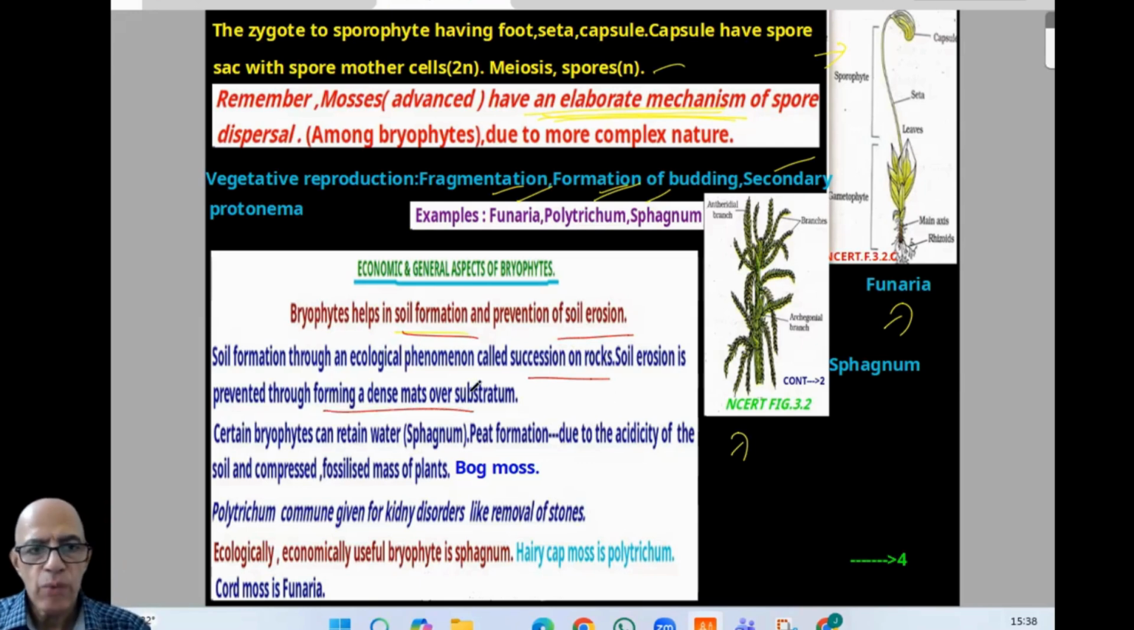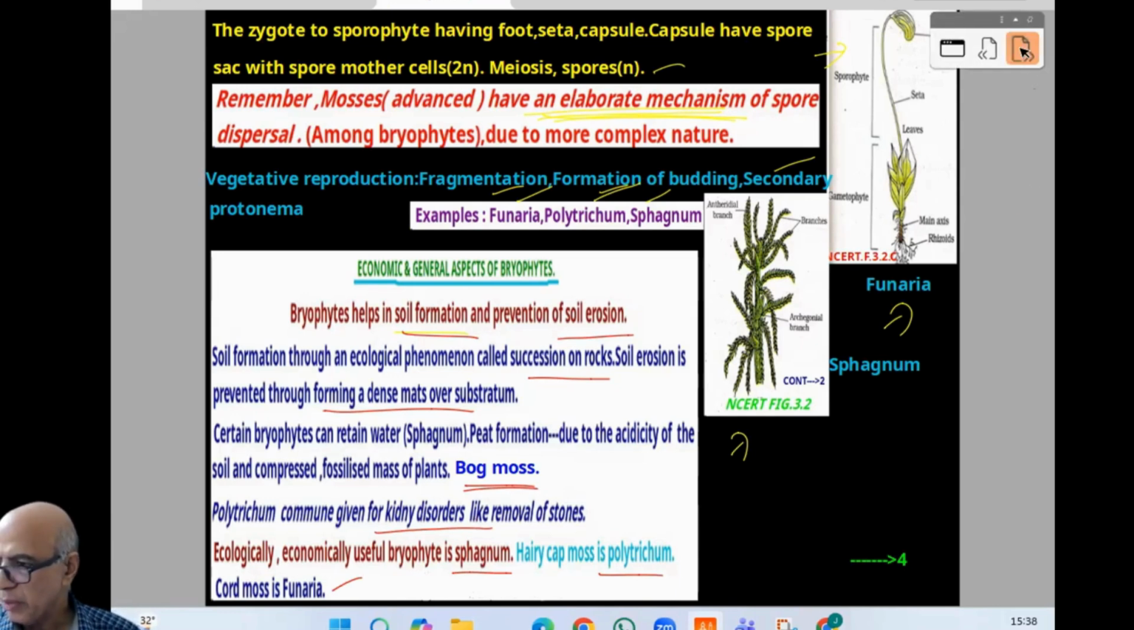Certain bryophytes can retain water, as in the case of Sphagnum, which is also connected with peat formation due to acidity of the soil and compressed fossilized mass of plants, sometimes referred to as bog moss. Then Polytrichum commune is used for kidney disorders or removal of stones. Ecologically and economically useful bryophyte is Sphagnum. Hairy cap moss is Polytrichum, and cord moss is Funaria. Massive for entire questions. Now, next page we can proceed.